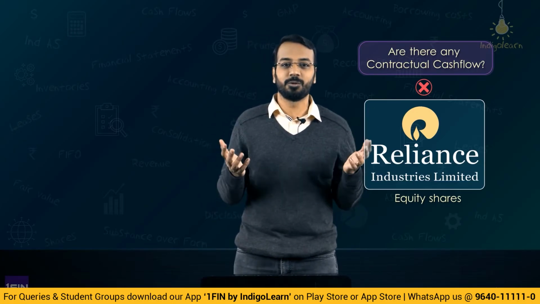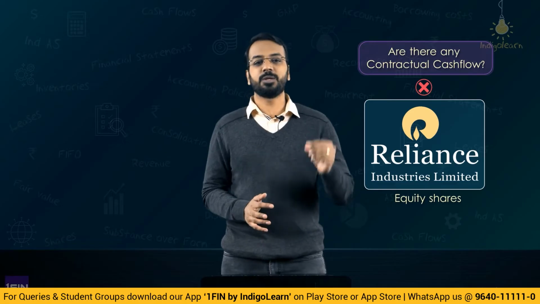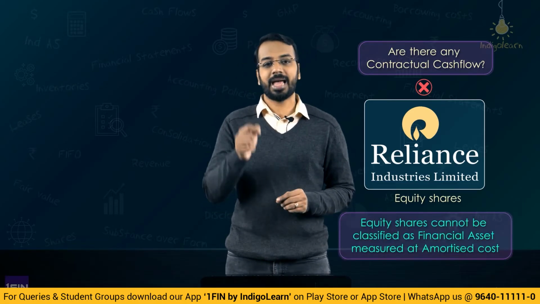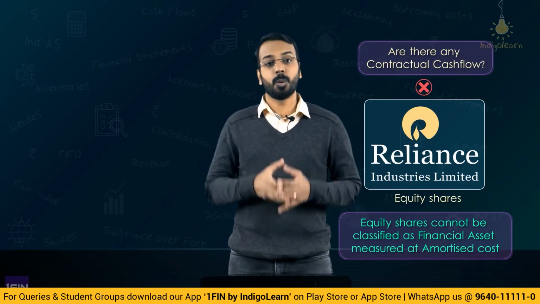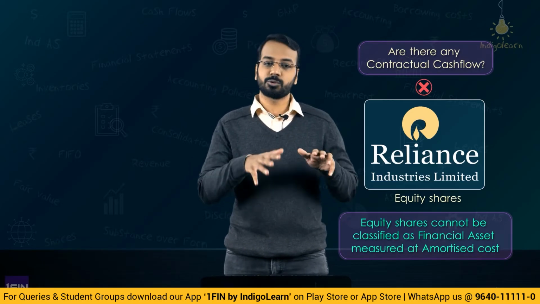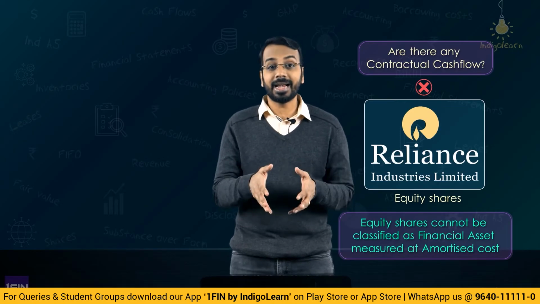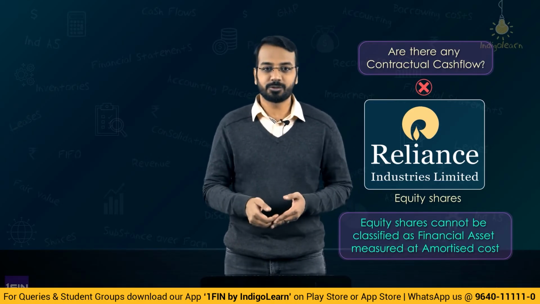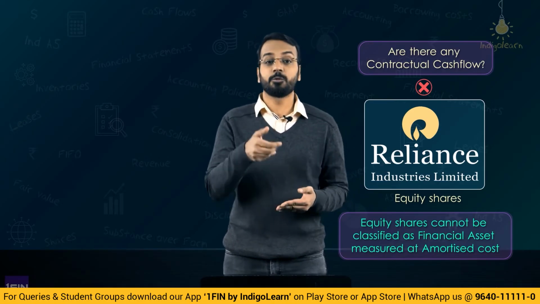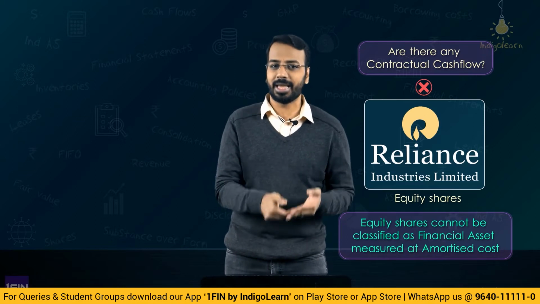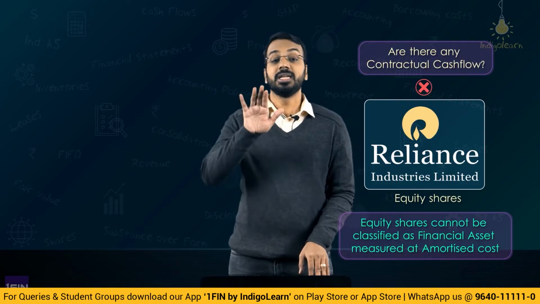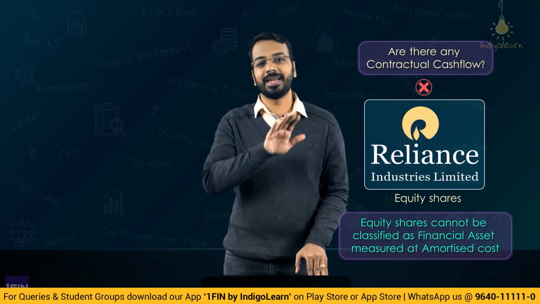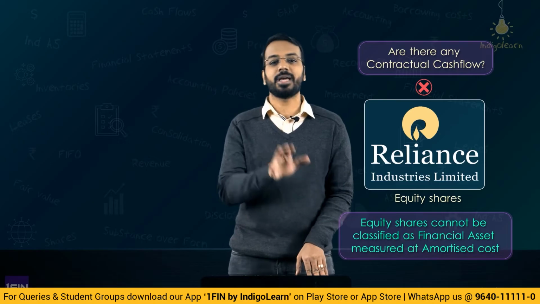So the business model cannot be to collect contractual cash flows, and hence you cannot classify equity investments or equity instruments as financial assets measured at amortized cost. Why? Because there are no contractual cash flows. So the business model test also fails, and the intention of holding equity instruments would be to make gains or maybe to collect dividends, but then there are no contractual cash flows. Because there are no contractual cash flows, investments in equity instruments can never be measured at amortized cost.